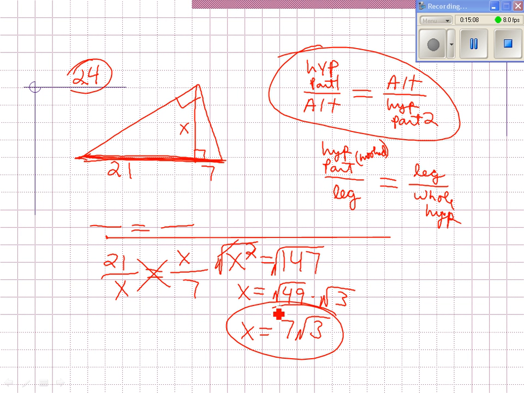Again, find the measure of the altitude drawn to the hypotenuse. Did they specify to leave it in radical form? No. So if you got a decimal answer, was that going to work also? Yeah. Whatever 7 radical 3 is, probably 9 or 10 or something.